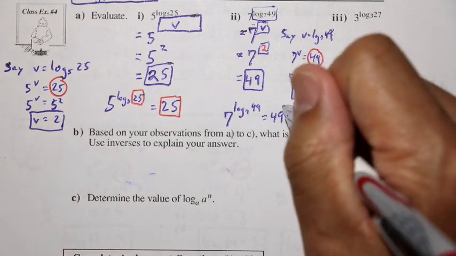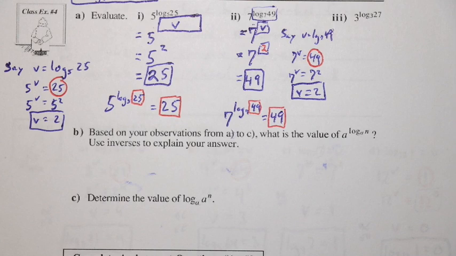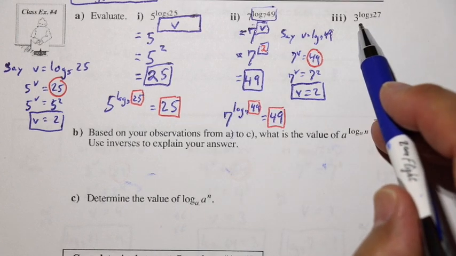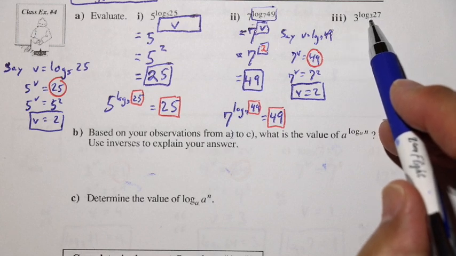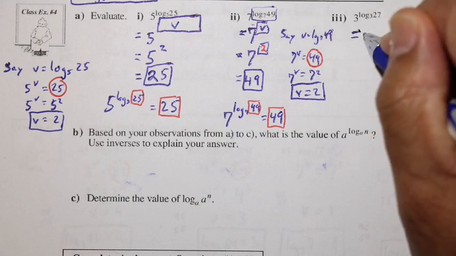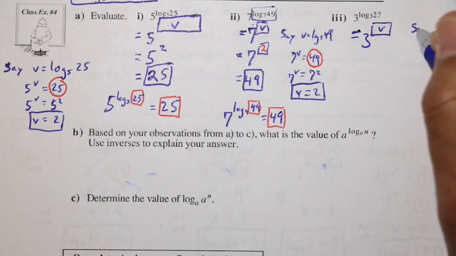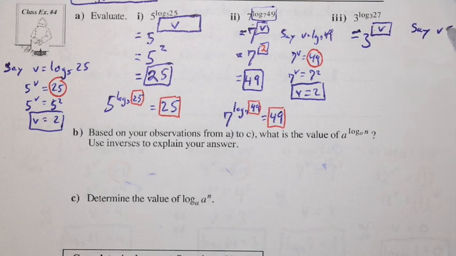Well, again, it's very interesting. We have this number 49, and take a look at that number as well. It's the same number. Let's take a look at another example. Here in part 3, we have 3 to the exponent log base 3 of 27. So we're going to say that's equal to 3 to the v, because we're going to say that v is equal to log base 3 of 27. Changing that to exponential form, we have 3 to the v is equal to 27.